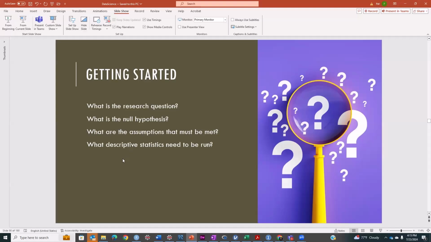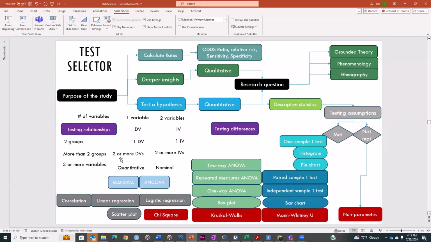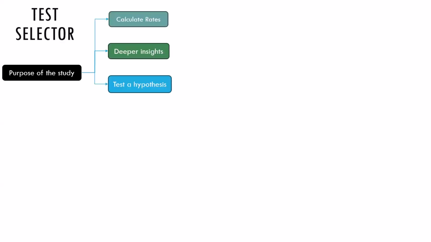We also need to know the assumptions that need to be met and the descriptive statistics that need to be run. So I got to put this back into screen mode. This is a little test selector program that I've created for you to help you figure out what tests do I need to run? So you always need to be thinking about the purpose of the study. Why am I doing this study?